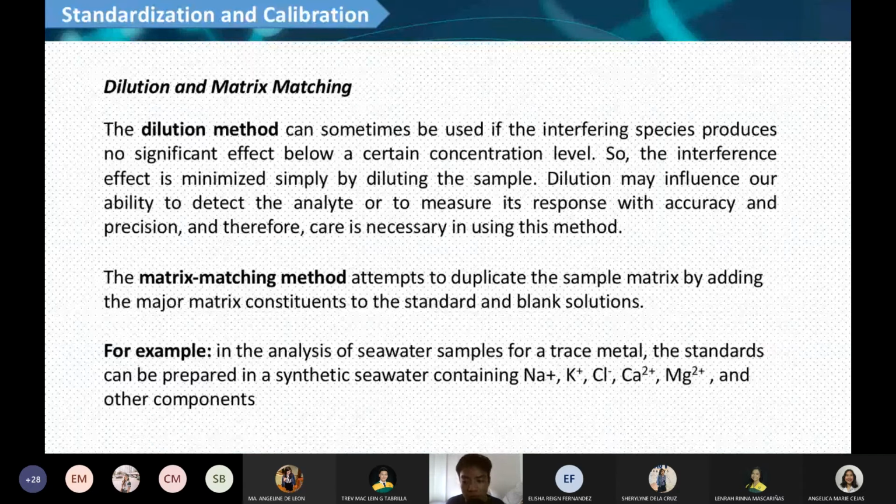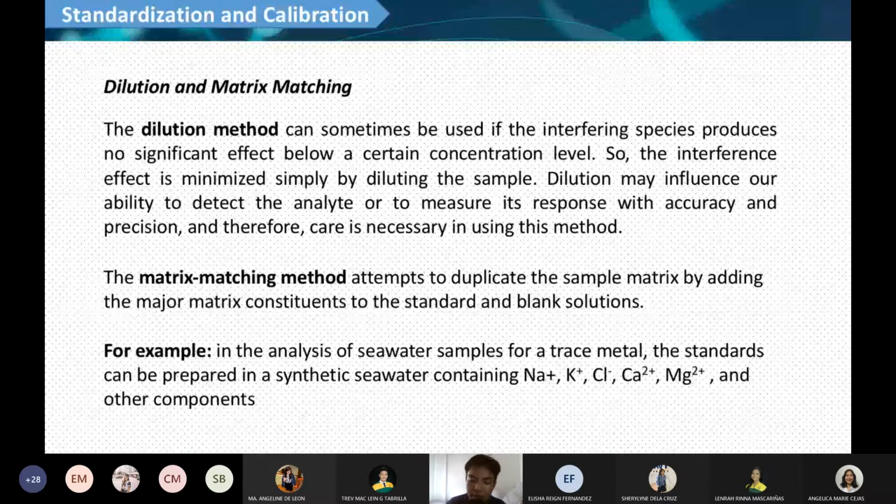Next one is the dilution method. What happens here is that when you add too much water, the concentration of your interferences may get lower, so they will not be detected by the instrument. Pero kunwari yung analyte concentration mo bumaba din, pero detectable pa rin, you can use the dilution equation to get back to the original concentration.